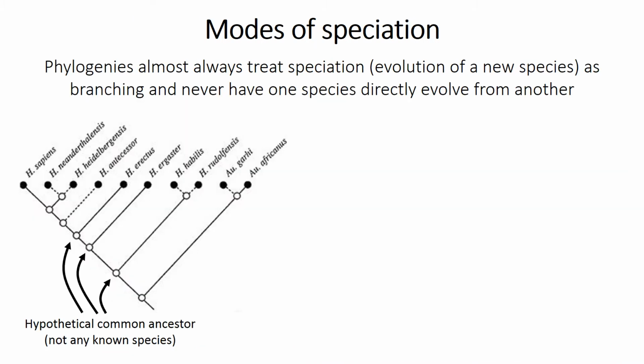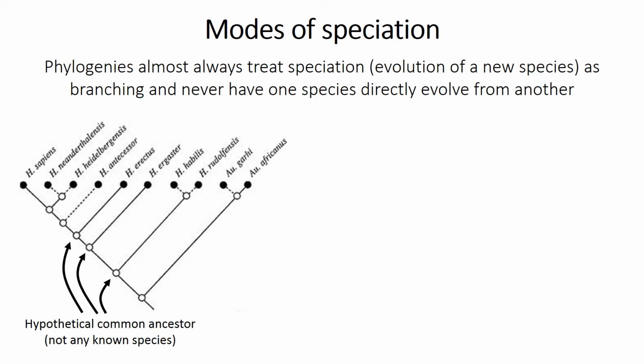In this class, you've seen a lot of things like this, phylogenies. These are a great way of showing evolutionary relationships. But one thing you'll see today is that they greatly simplify the process of how new species evolve. For example, they nearly always show speciation, this process of evolving a new species from an ancestral species, as a simple branching process. They basically never have one species evolve directly from another.